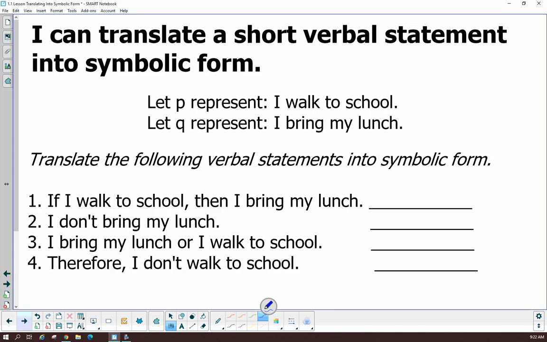So let me practice using some of these symbols. Here I'm going to connect to you the thing we're trying to learn that was on the front of the page. You don't necessarily have to write that down. I just want to make the connection. And here I'm telling you I'm going to use this letter P, and P is going to represent this short statement or this short sentence, I walk to school. The letter Q is going to represent this short statement, this short sentence, I bring my lunch.